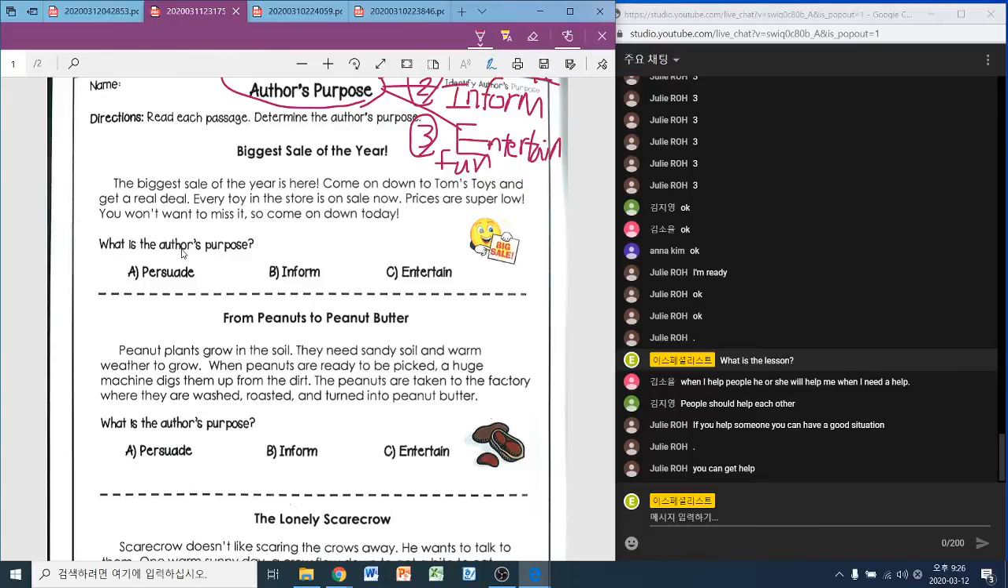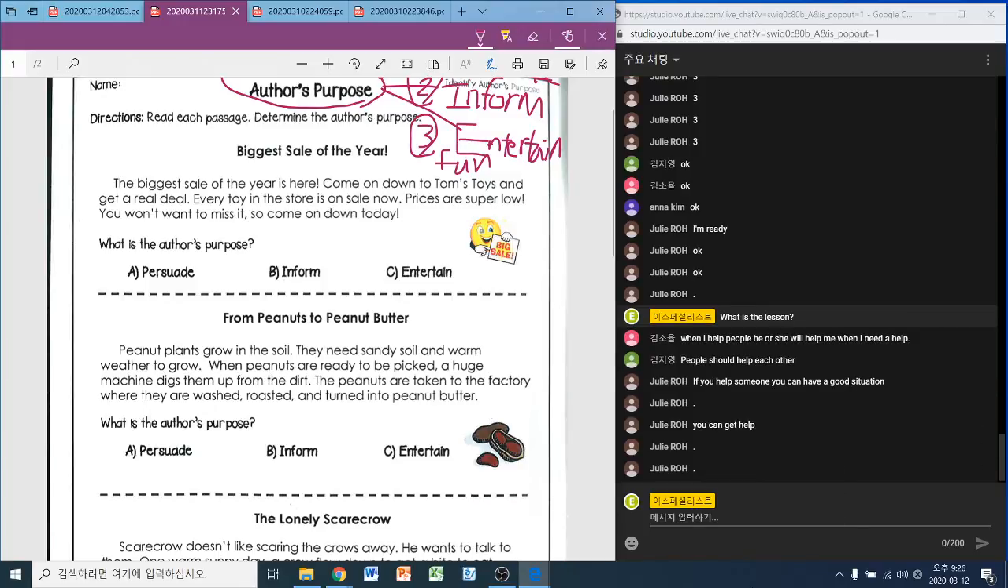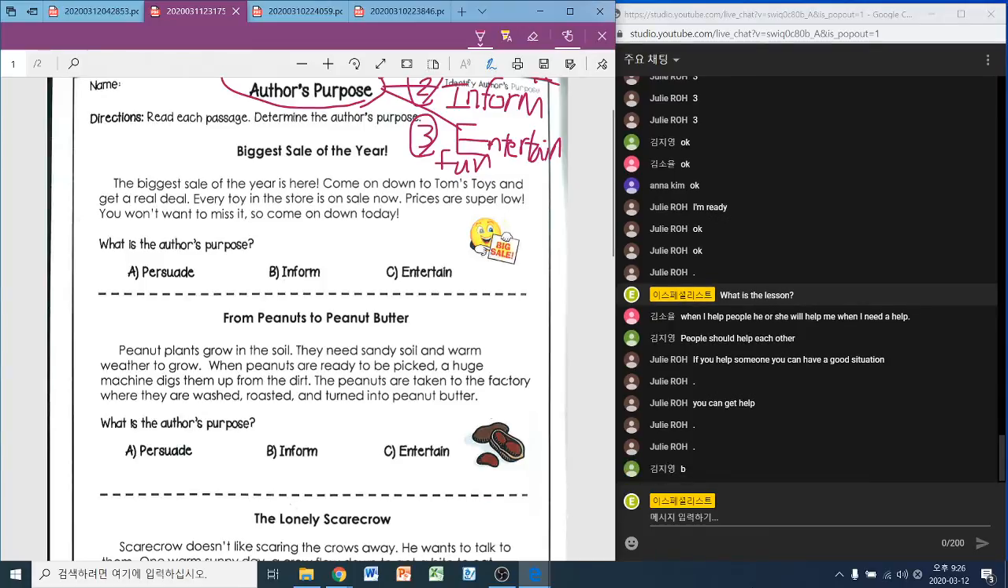What is the purpose of this writing? What is the author's purpose? A. Persuade, opinion. B. Inform, information. C. Entertain, fun. Can you answer A, B, or C? A, B, or C? What is the author's purpose of the first story, biggest sale of the year? A. Persuade, opinion. B. Inform, information. C. Entertain, fun. Answer, please.